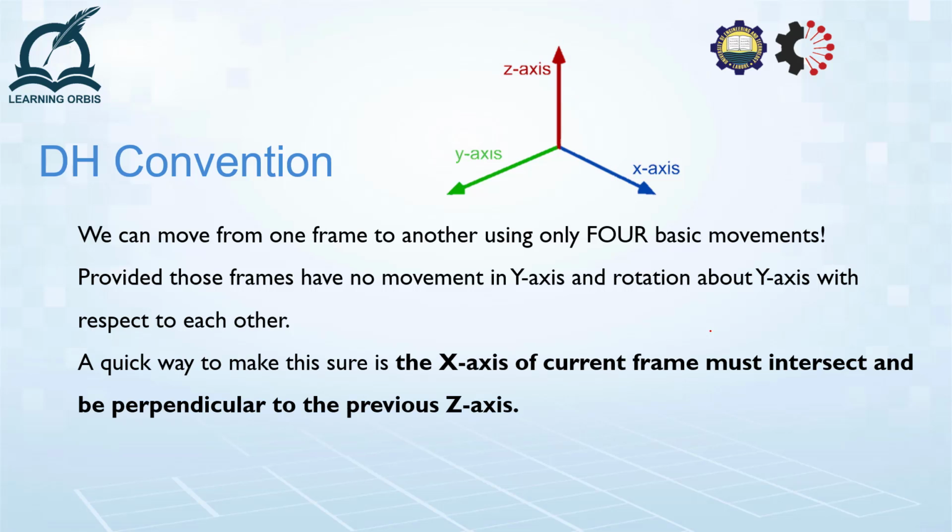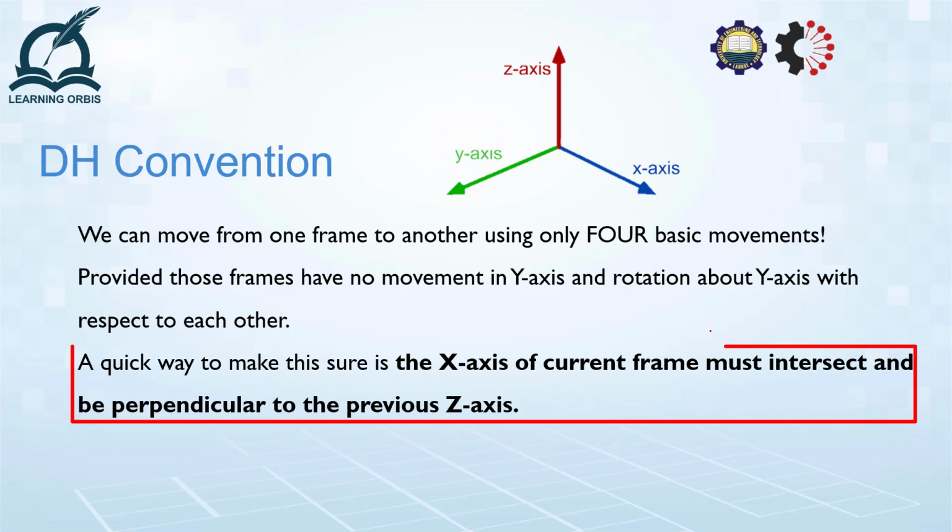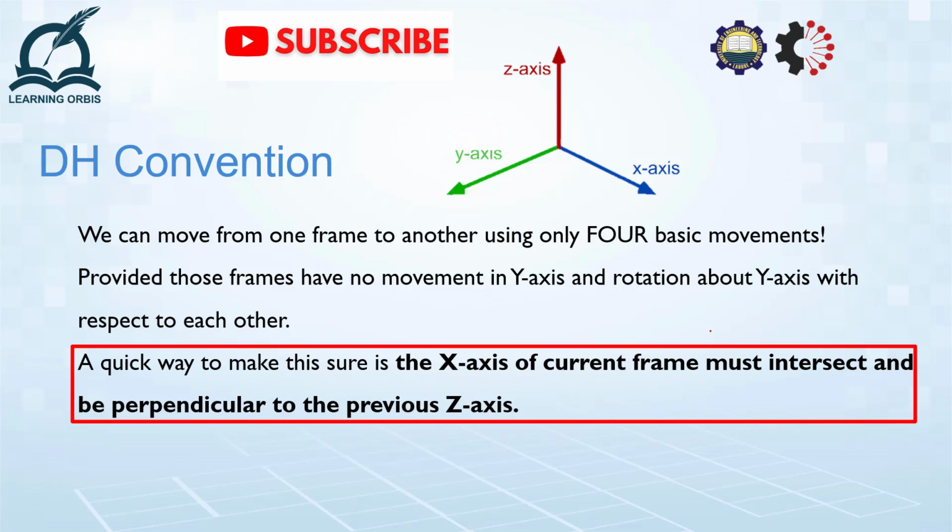Now, to make sure that the frames which we have assigned to our robot are in compliance with the DH convention, there is a very simple rule. And that rule is that you make sure that the x-axis of the current frame, that is the frame you are assigning, is intersecting and is perpendicular to the previous z-axis. If you can somehow make this sure, then we are confident that we haven't moved in y-axis and we haven't rotated about the y-axis. So this is the only point you should be considering while assigning the frames.